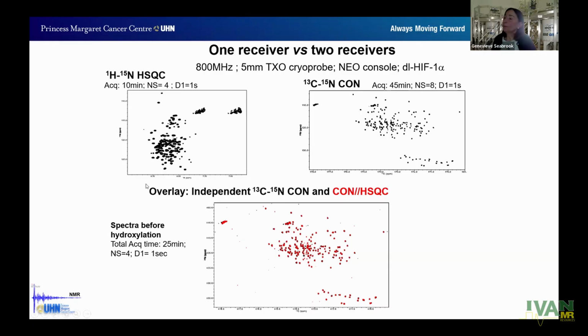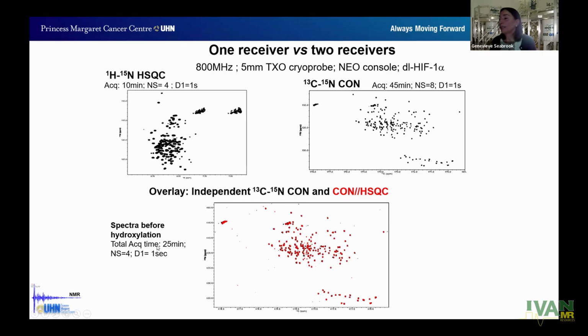And then if you overlay the CON that is acquired by itself versus acquired in that CON HSQC type experiment, you can see that the overlay is pretty similar. The advantage was that I was able to get an acquisition time of 25 minutes and run only 4 scans.